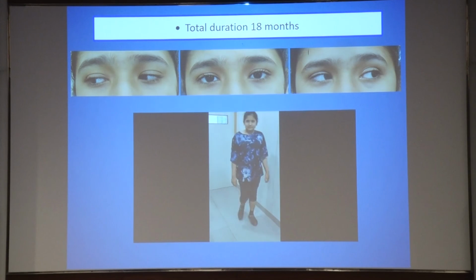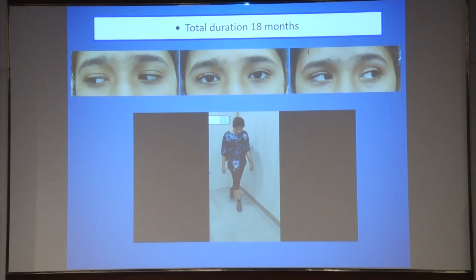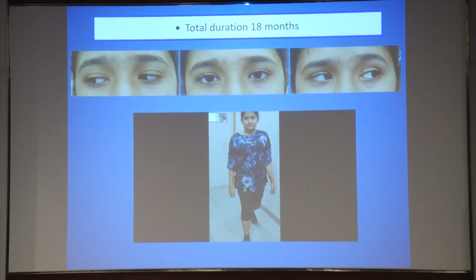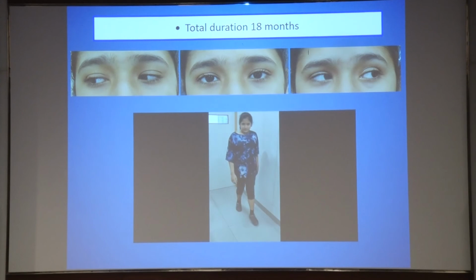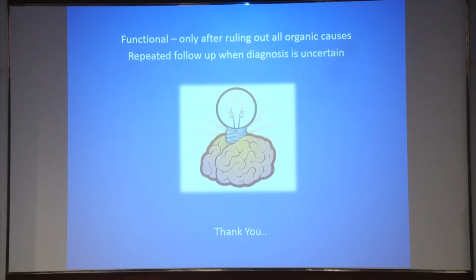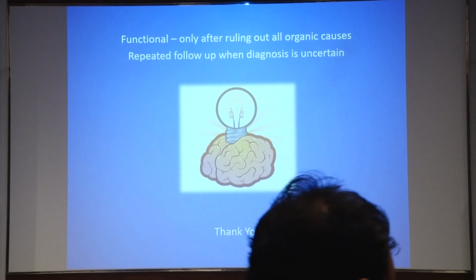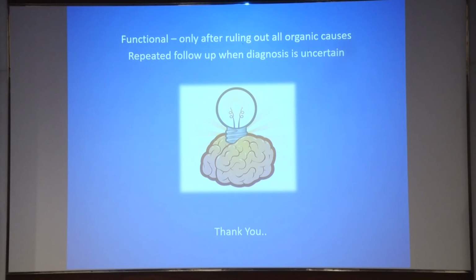I've had her on follow-up for 5 years now, and she continues thriving, absolutely doing well at school, no subsequent relapses since then. So I would like to conclude by saying we can call it a functional vision loss only after ruling out all organic causes, and repeated follow-up when the diagnosis is uncertain is required, because at some point we usually get a clue as to what is going on.